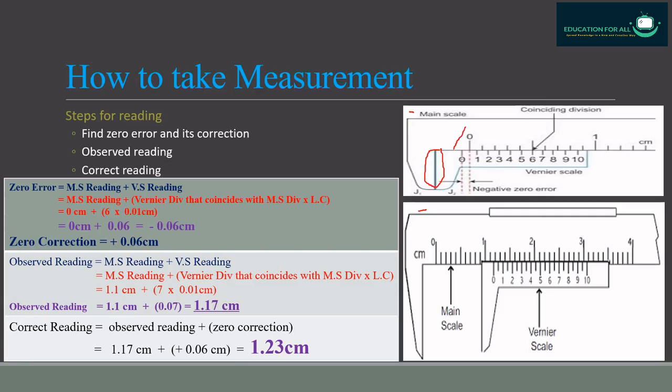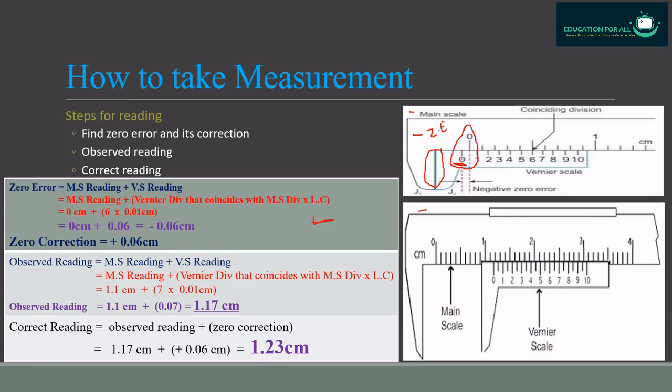Here you can see the zero of the vernier scale is not coinciding with the zero of the main scale. The zero of the vernier scale is on the left hand side, so it is a negative zero error. Keep this thing in your mind. First of all you have to clear this concept. This is a negative zero error. Now it is an error, so how can we make a correction of it? I will discuss it in this portion.